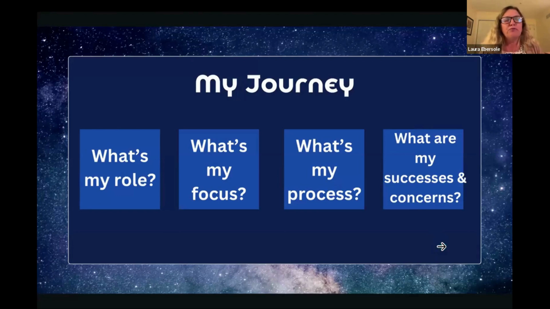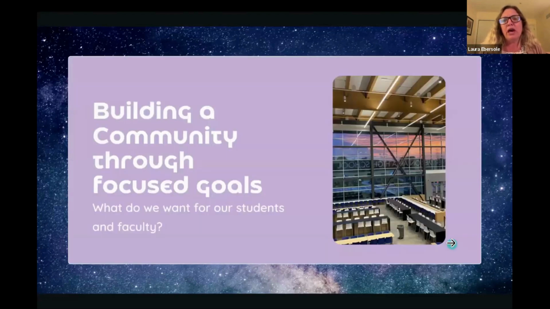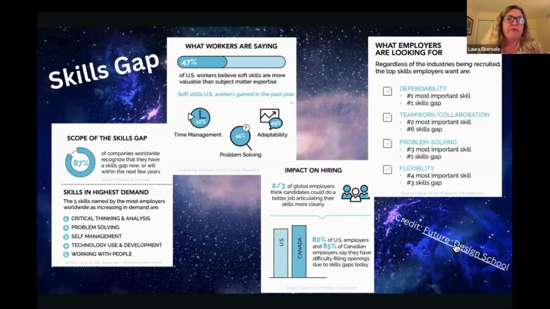So I'm going to focus my presentation on some things that have been of interest to us, what's guided us as a school, what my process has been looking at AI in education, and some of our successes and concerns. So when I'm looking at AI, I want to think about how we can build a whole community, kind of like we're looking at those different topics. What can we bond around, and what do we want for our students and for our faculty?